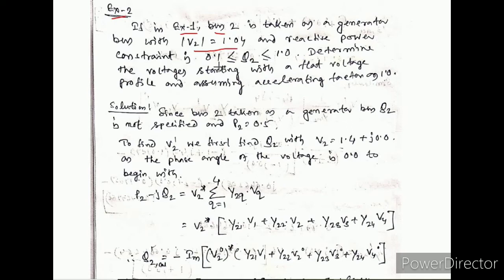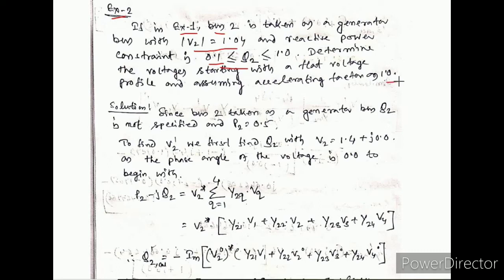So now here is given the reactive power limit. I have told you there will be given Q min, Q max and some value will be given. That means here the minimum value is 0.1 Q. That means the Q2, that means the reactive power of the bus number 2, must lie between 0.1 to 1. Now determine the voltage starting with a flat voltage profile and assuming accelerating factor as 1.